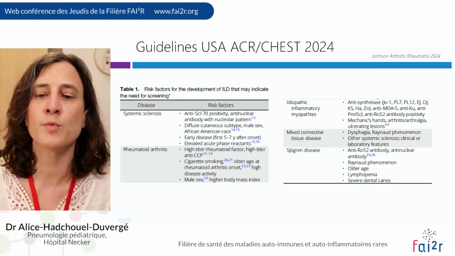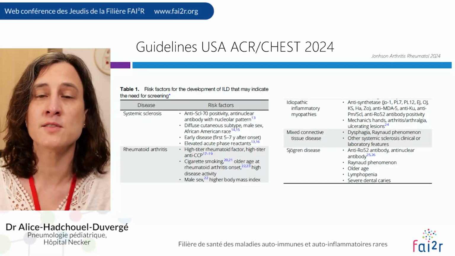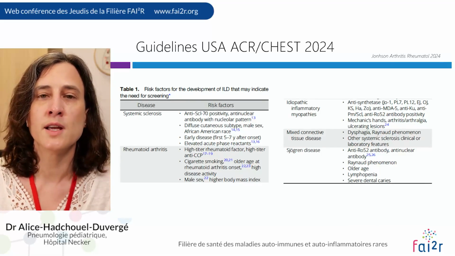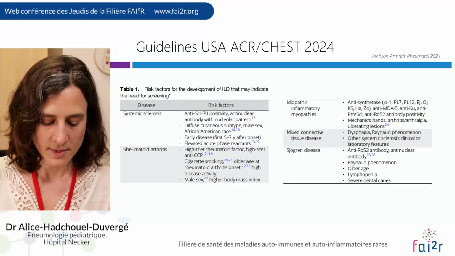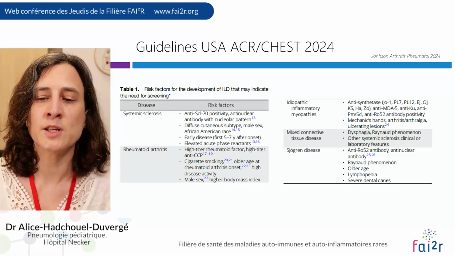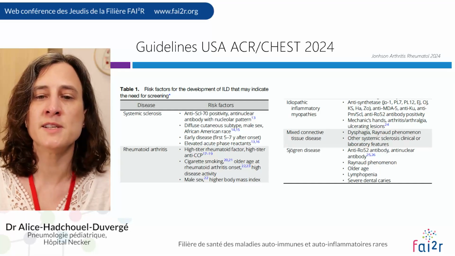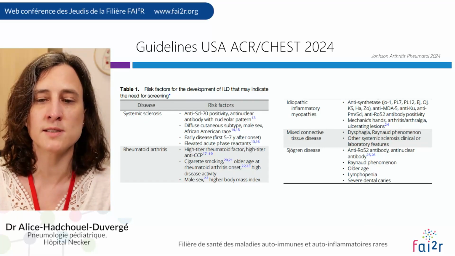risk factors to develop an interstitial lung disease, as well as phenotypic characteristics such as mechanic's hands, arthritis, arthralgia, and ulcerative skin lesions. In mixed connective tissue disease, the existence of dysphagia and esophageal involvement as well as renal involvement is also a risk factor. And overlap features of systemic sclerosis is also a risk factor in mixed connective tissue disease.